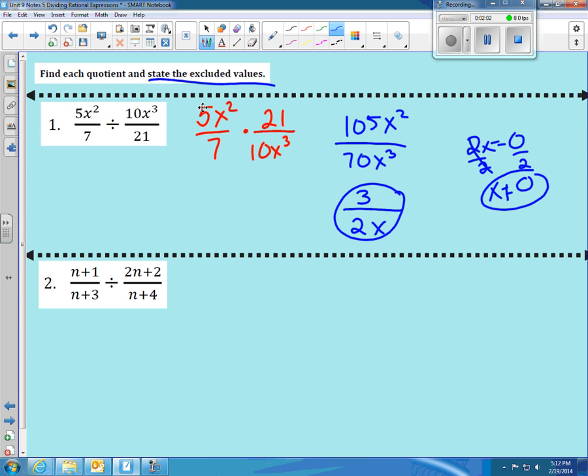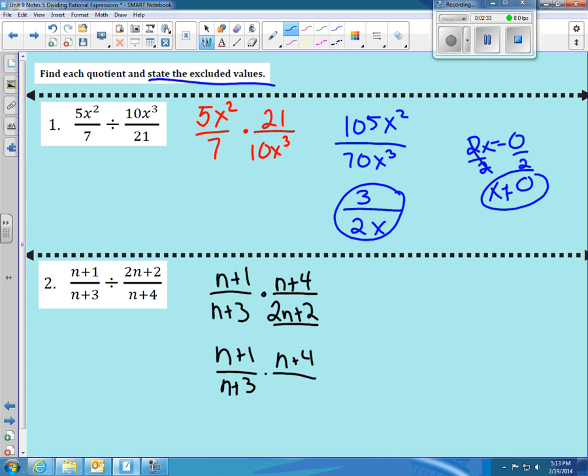Okay, let's look at problem 2. Not too bad for problem 1. Keep the first fraction as is. We have no simplifying to do, so we don't have anything to factor. We're going to change it to multiplication, and we're flipping that second fraction, n plus 4 over 2n plus 2. Do we have anything we can simplify? Yeah, good, right here. So let's keep the first one as is. Keep the top, n plus 4. And here we're going to take out a 2. We're left with n plus 1. So we're canceling out only if it's in the top and the bottom. So we are left with n plus 4 over 2 times n plus 3.